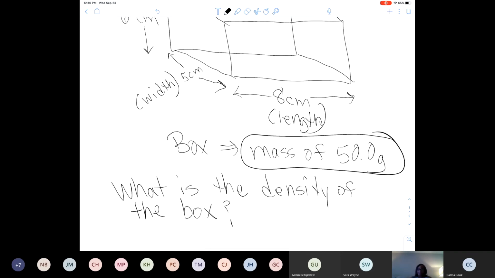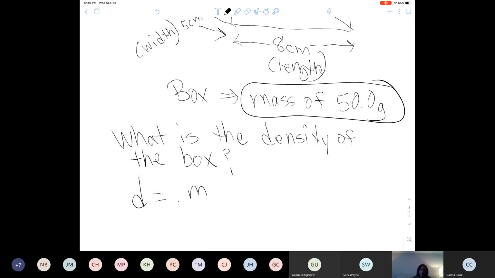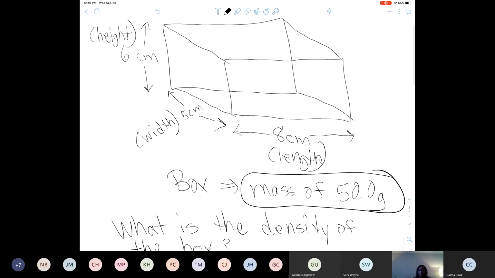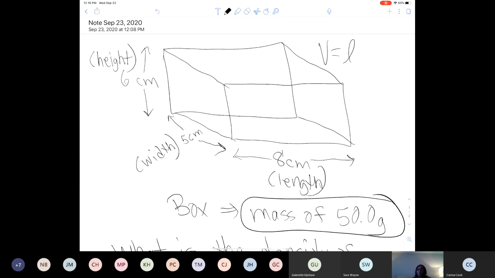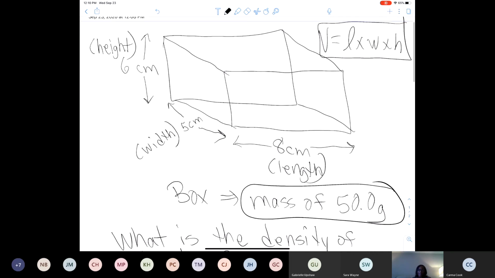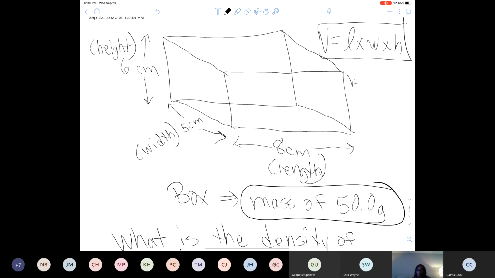Well, I already know the mass of the box, and we said that density is mass over volume. So I know what the mass of the box is. But what is the volume of the box? Well, the volume of the box is the length times the width times the height. So first I would need to calculate my volume. 8 times 6 times 5 gives me 240.